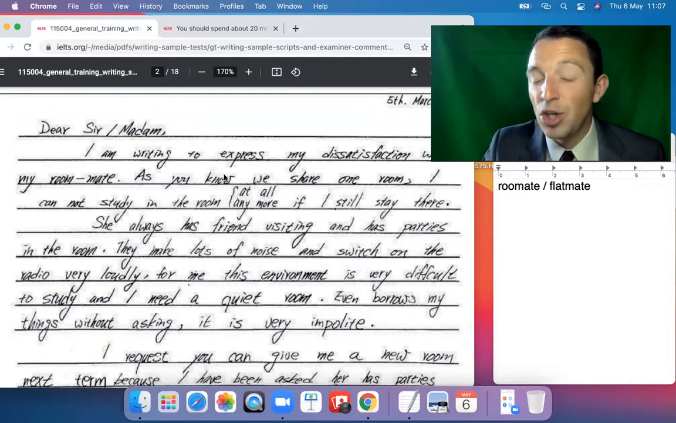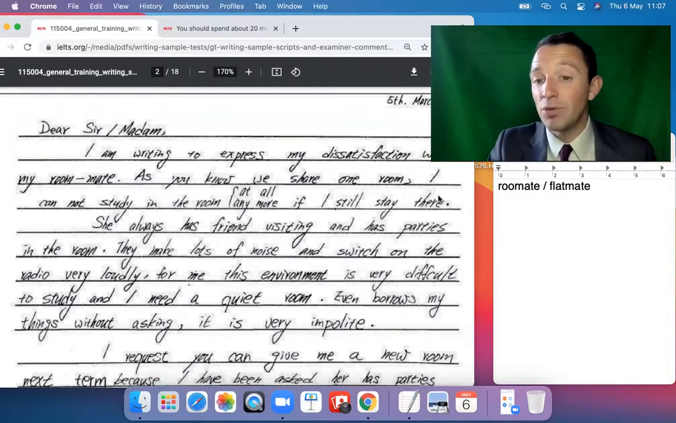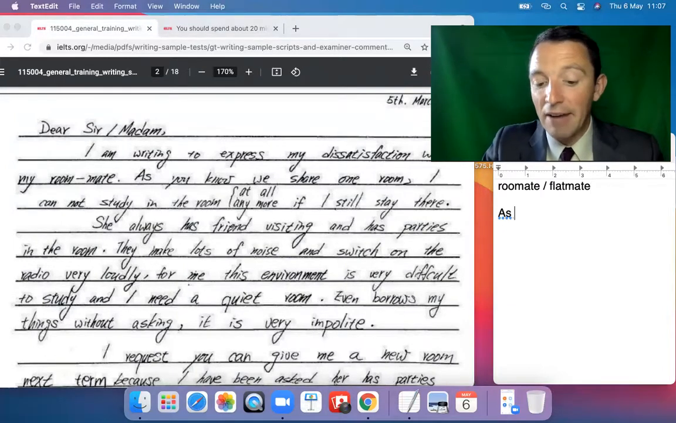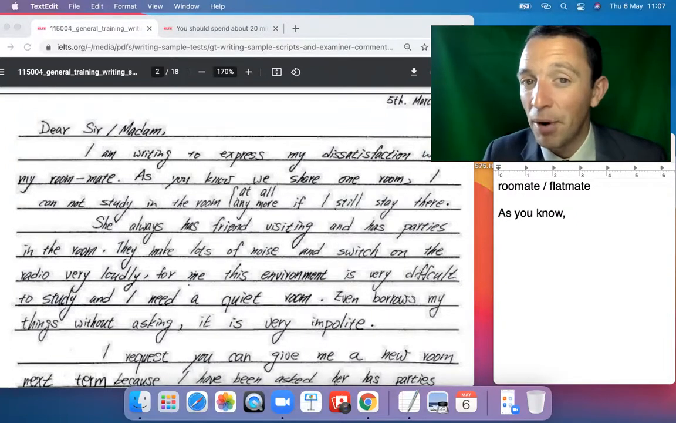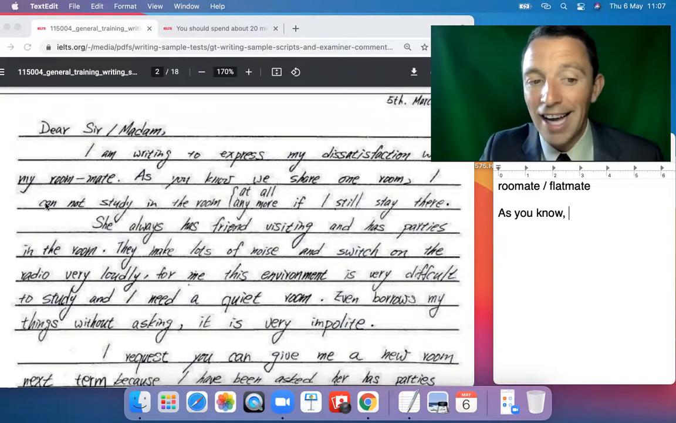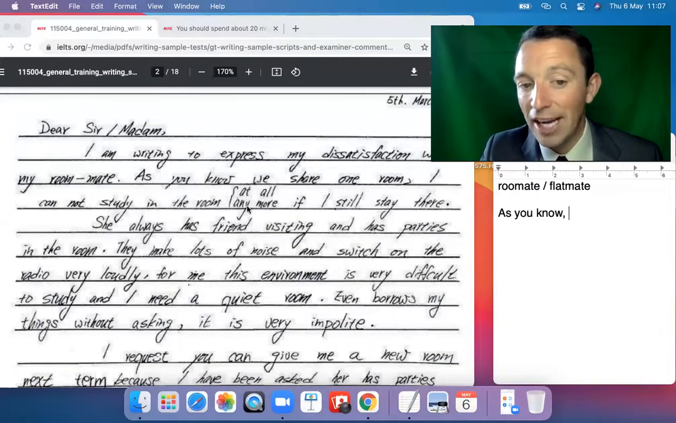As you know, we share one room. No problem. Usually, after "as you know", it's probably likely to have the comma. Okay, so normally after this expression, we have the comma, but it's not really a big problem. We share one room. I cannot study in the room at all or anymore.